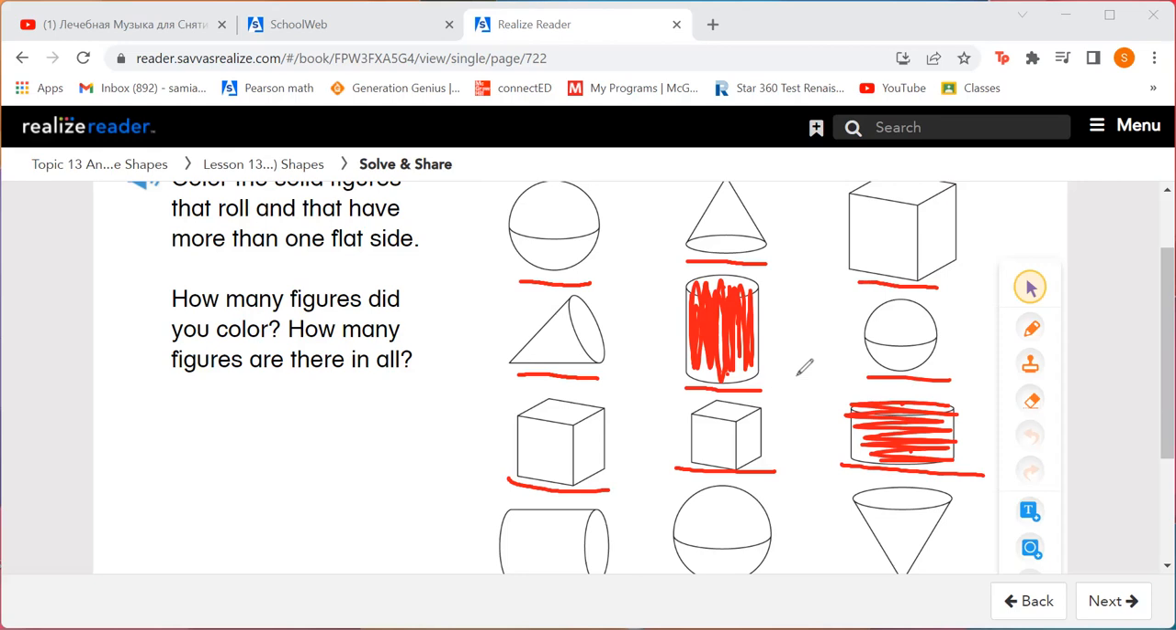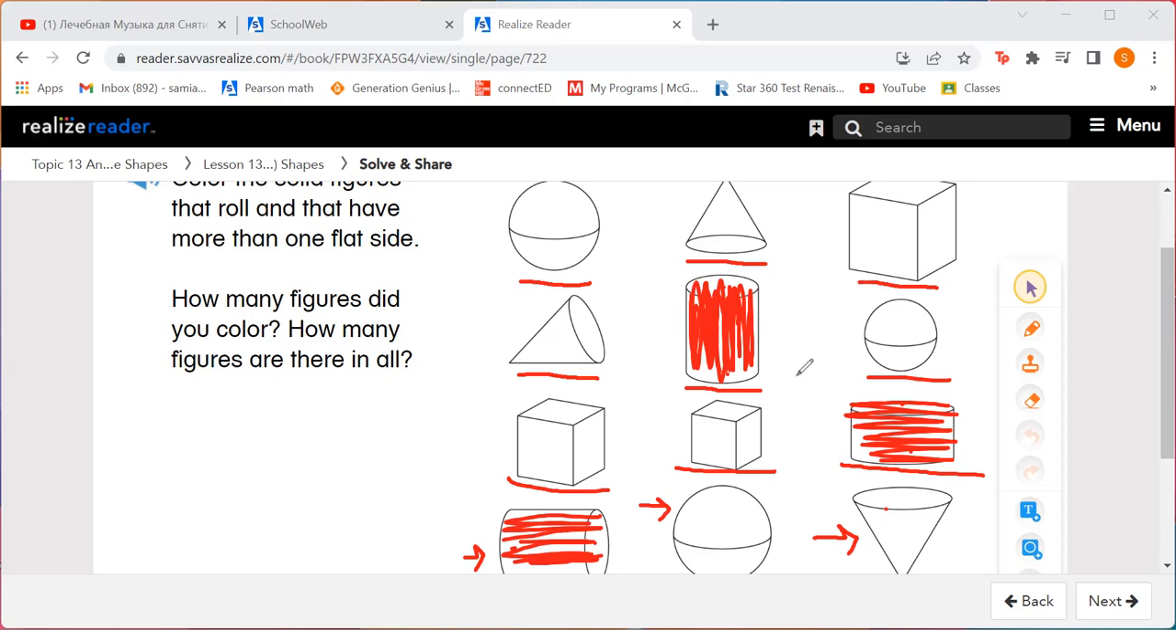All right, let's look at our next object right here. This is also a cylinder. It rolls. Does it have more than one flat side? Yes, it has one here and one on this other side. So we will color this one in also. Okay, how about this? And that's a sphere. It rolls, but again, no flat sides. And the last one here is a cone. We see that it only has one flat side and it does roll.